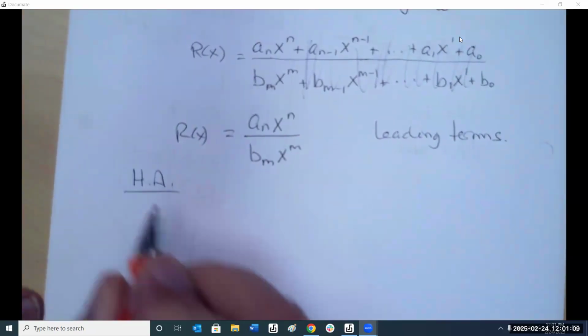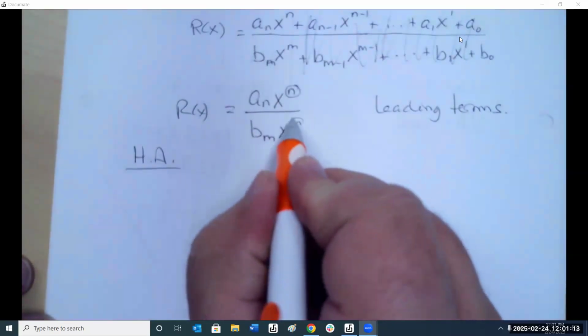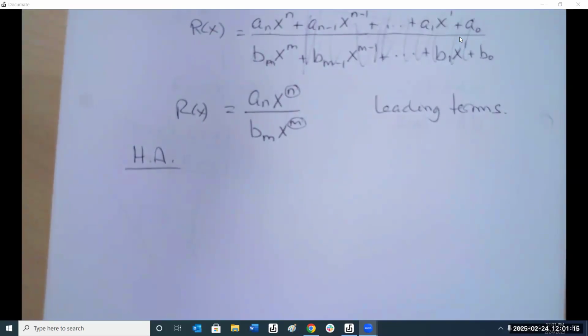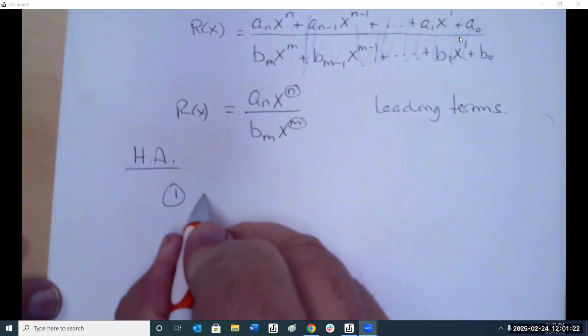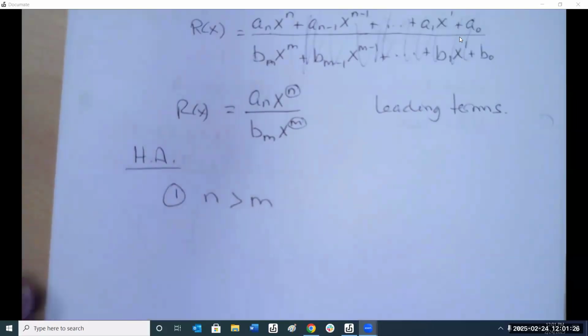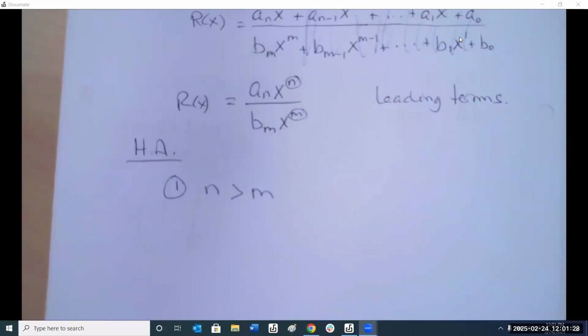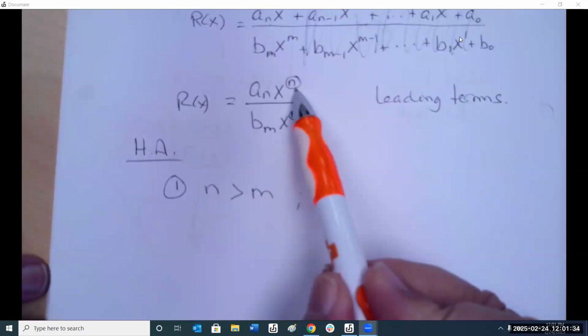So for the horizontal asymptotes, all we have to look at are the exponents of the leading terms. If the top exponent is bigger than the bottom exponent of the leading term, what does that mean? That means there's more x's on top than the bottom.